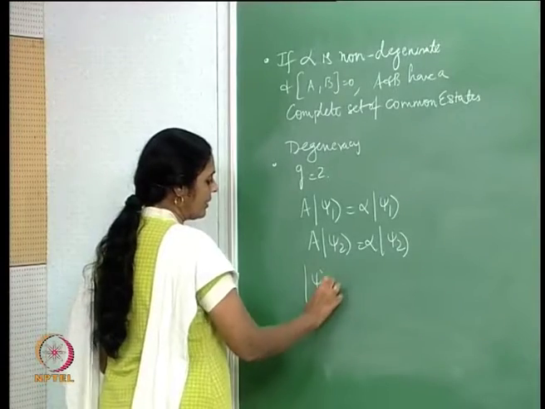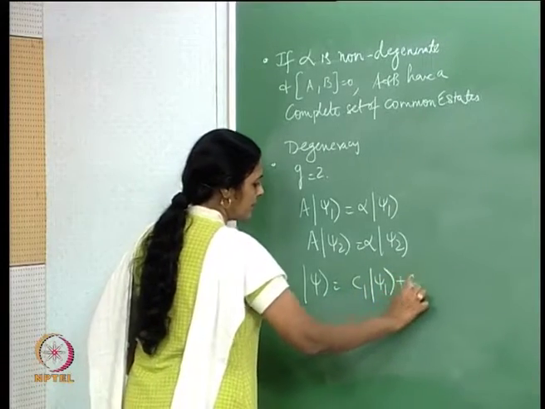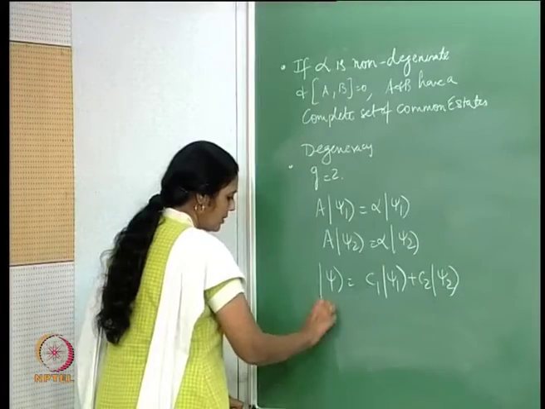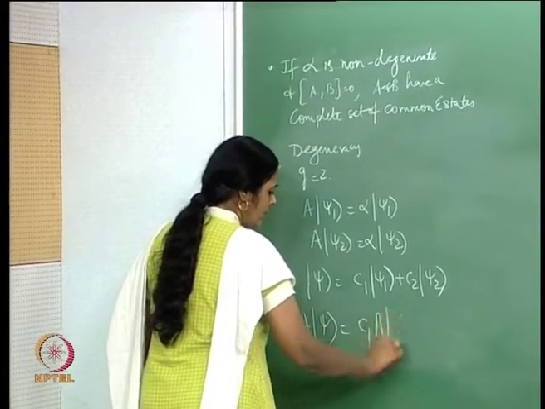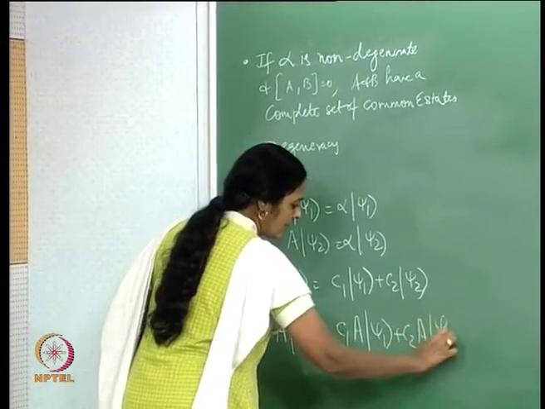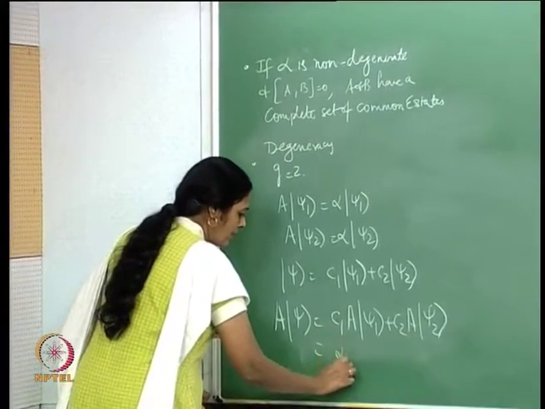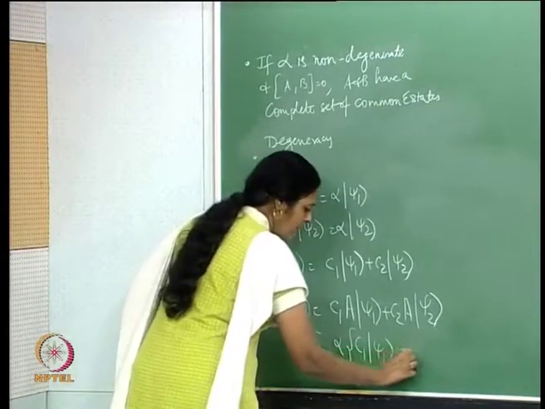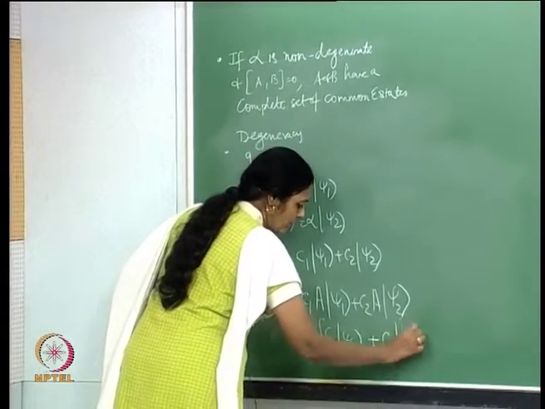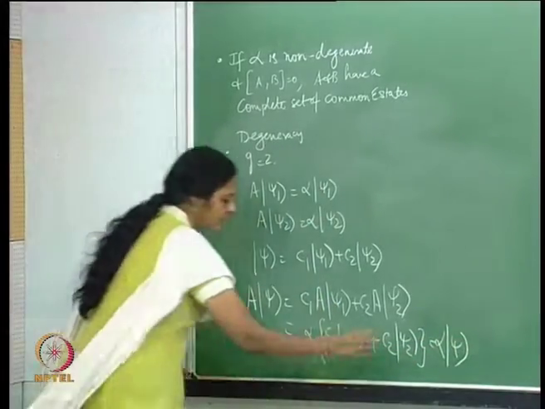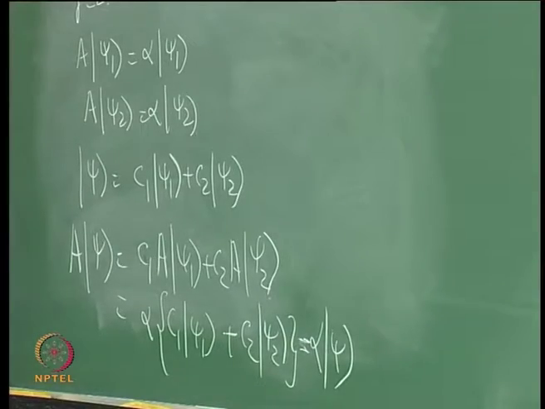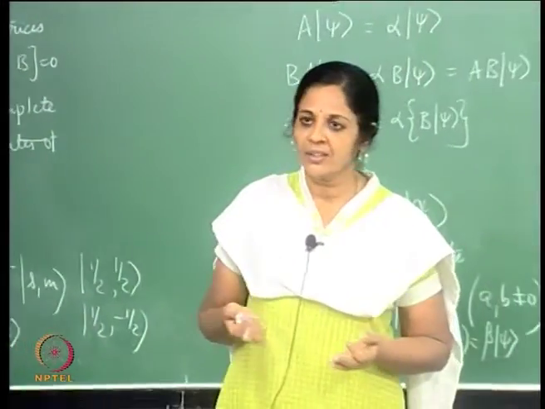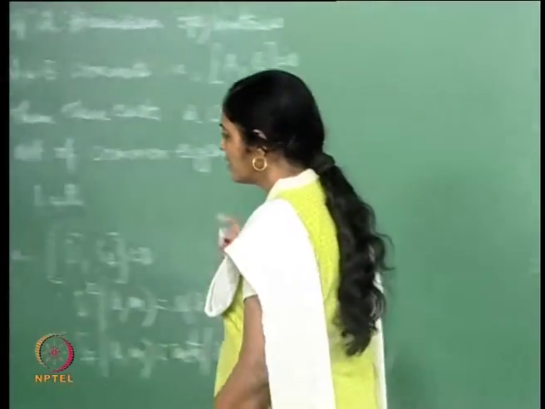Consider a linear combination psi written this way, where C1 and C2 are for the moment arbitrary constants, no conditions on them. Then A psi is C1 A psi 1 plus C2 A psi 2. That is the same as alpha C1 psi 1, because A psi 1 is alpha psi 1. And similarly, A psi 2 is alpha psi 2, therefore, I have alpha C2 psi 2, which is alpha psi. So, any arbitrary linear superposition of psi 1 and psi 2 is also an eigenstate of A with the same eigenvalue alpha.